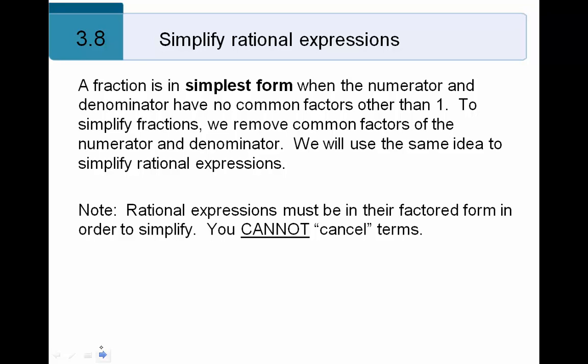A fraction is in simplest form when the numerator and denominator have no common factors other than 1. To simplify fractions, we remove common factors of the numerator and denominator. We will use the same idea to simplify rational expressions. We'll remove common factors of the numerator and denominator. Note, rational expressions must be in their factored form in order to simplify them. We cannot just start canceling terms. We must factor them first.